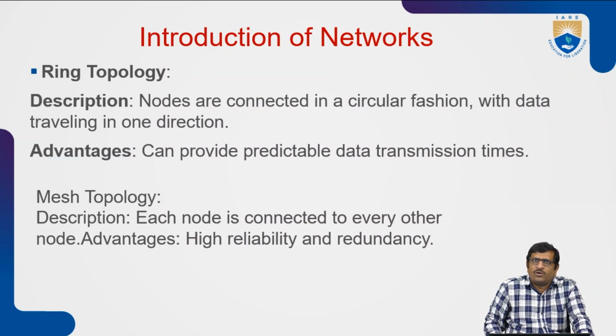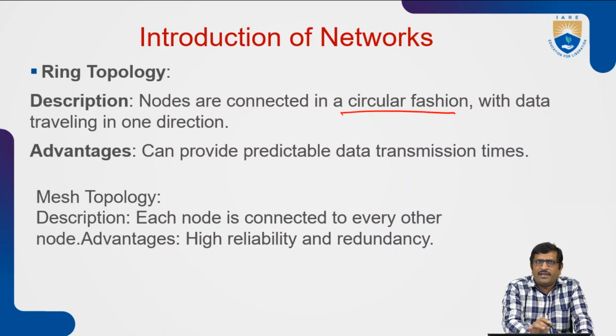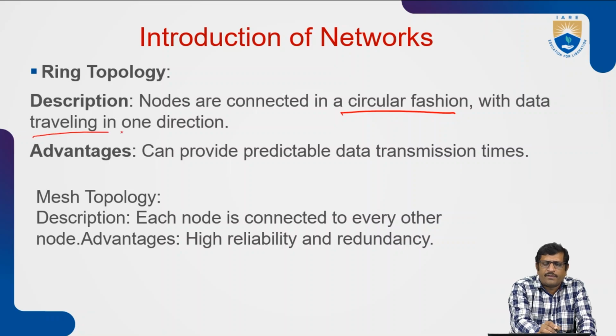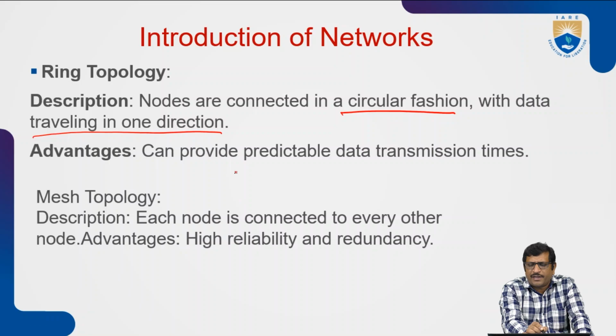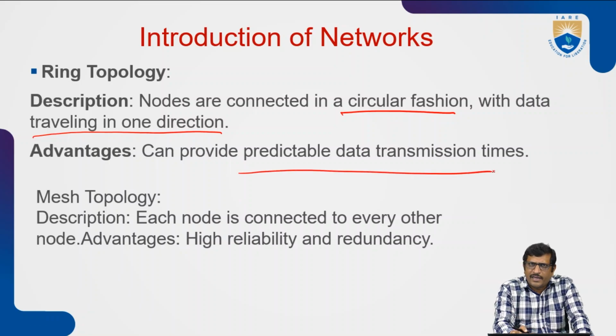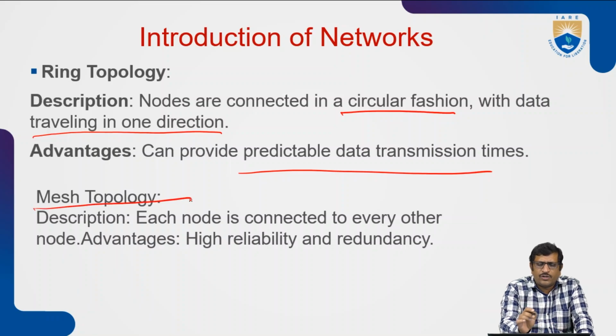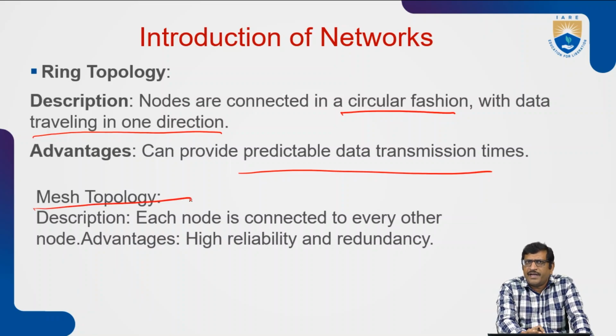Ring topology. We establish the network connection in a circular fashion, with the data traveling in one direction only. The advantage is that it provides predictable data transmission time. Mesh topology. Here, each and every node is connected to every other node.